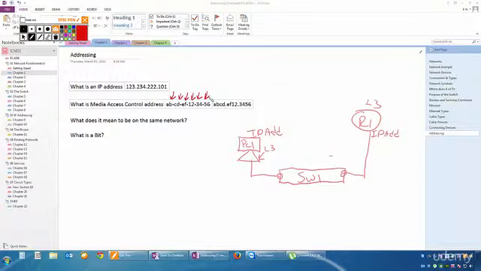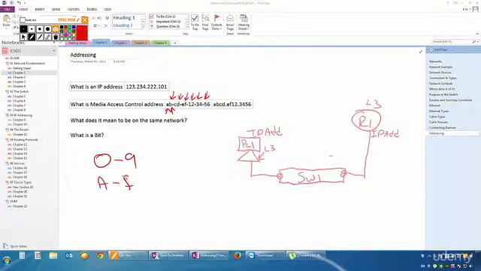Each one of these digits, notice that we have how many numbers there, if we count them all: 2, 4, 6, 8, 10, 12. We have 12 numbers. And each one of these digits can have a value of 0 to 9 or A through F.